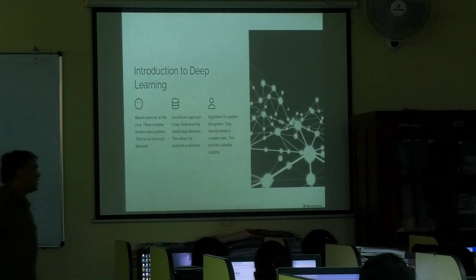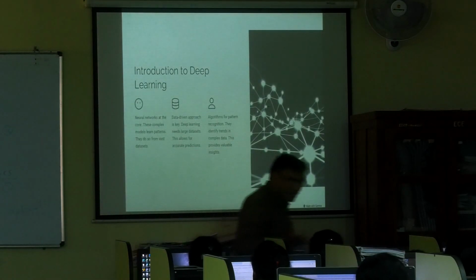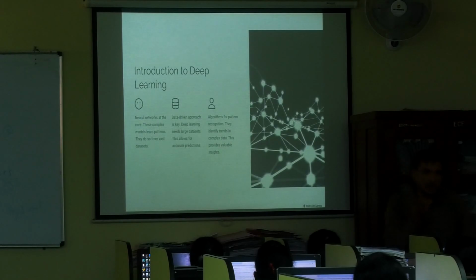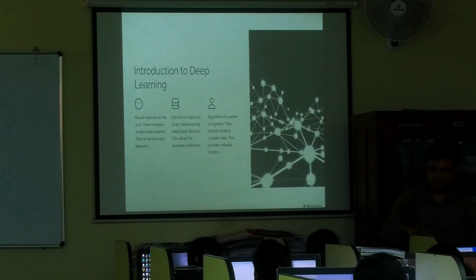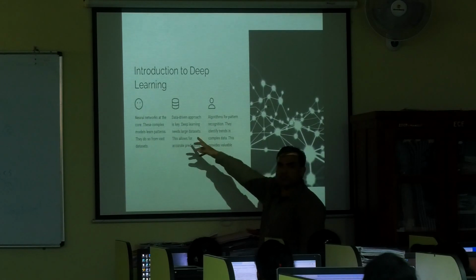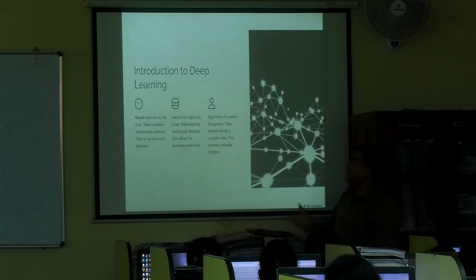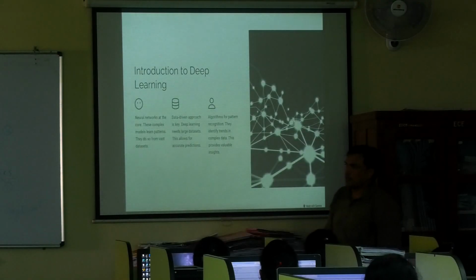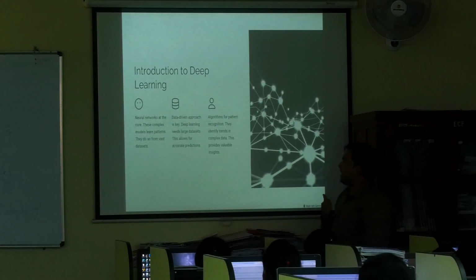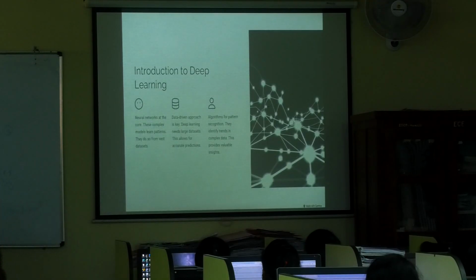So, introduction to deep learning. Neural networks are at the core, and deep learning extends neural networks. We started with neural networks of 2 layers, 3 layers. Then we increased more layers: 5, 6, 10, 16, 19, even 50 layers. Likewise, it became more complex. With a data-driven approach, deep learning needs larger datasets and allows for accurate predictions. Similarly, we can use algorithms for pattern identification, with various key trends in complex data, providing valuable insights.